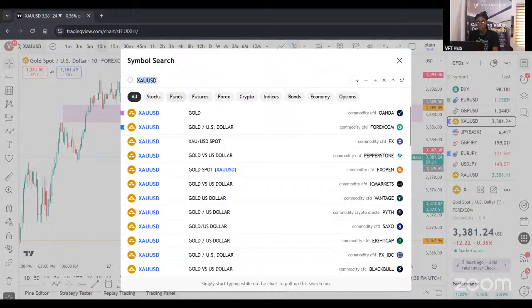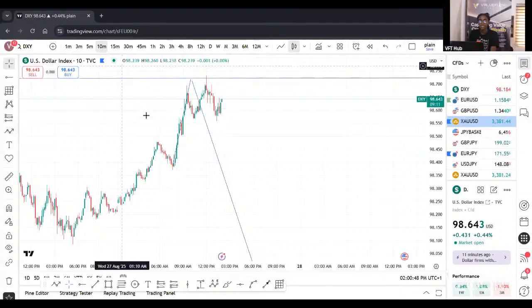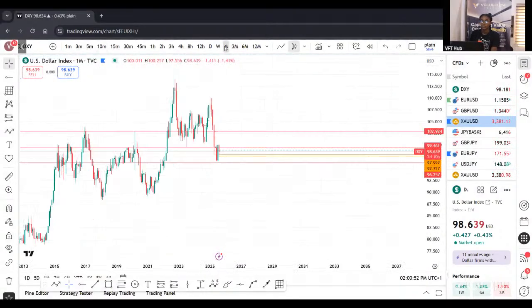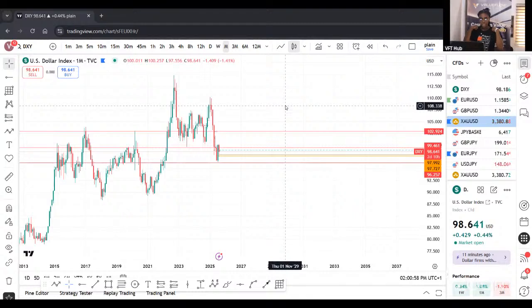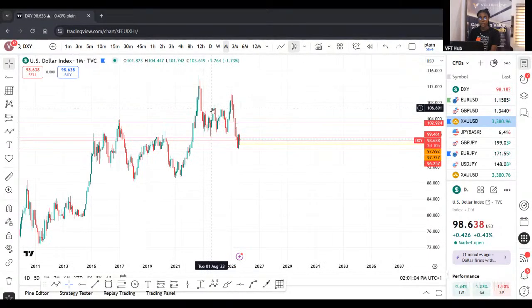So I'll be starting off with the DXY as I mentioned earlier. This is just a recap of what we analyzed during the London market session. If you've been joining for a while, then you know that this is our culture, coming to analyze what we have done during the London market session.